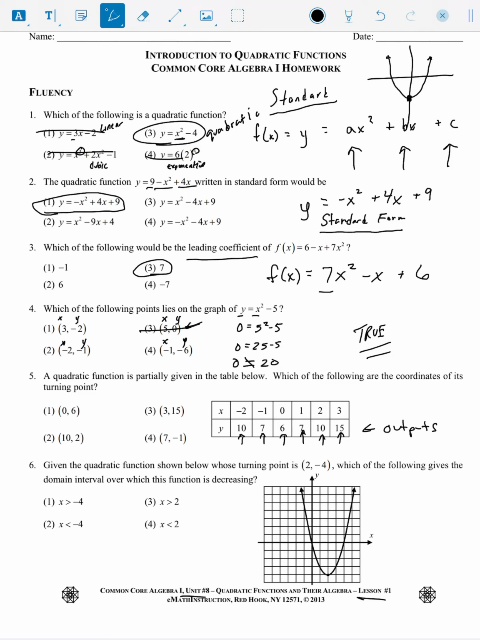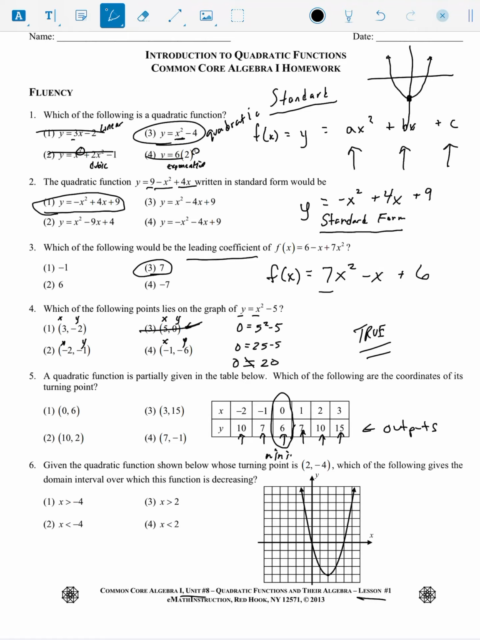Notice the symmetry involved here. And notice that 0.06 looks to be where the change occurs. And in fact, that will be our turning point. And in this case, it's actually a minimum.